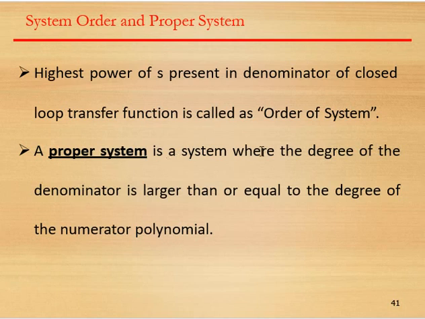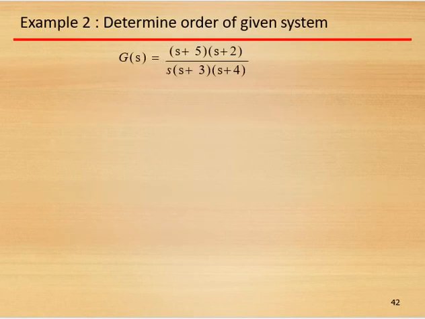जो भी ट्रांसफर फंक्शन होगा सिस्टम का, उसमें numerator और denominator के s का जो पावर होगा, तो denominator का पावर numerator के पावर से ज़्यादा या इक्वल होना चाहिए, तभी हम कह सकते हैं कि वो प्रॉपर सिस्टम है. ओके, सो लेट अस सी द एग्जांपल ऑफ सिस्टम.